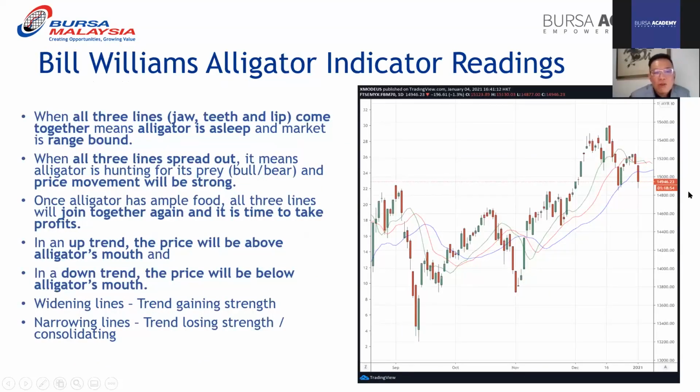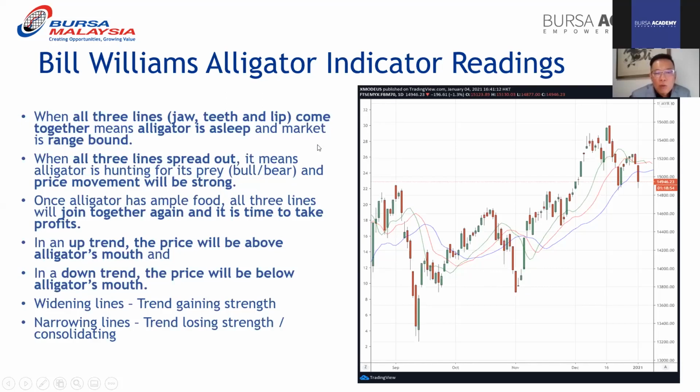How do you read the Bill Williams Alligator? Let's have a closer look at it. You can see the lines over here, squiggly lines going up and down, and then it narrows down and goes wide again, and goes narrow again, and starts to widen again, and then narrows and widens again.